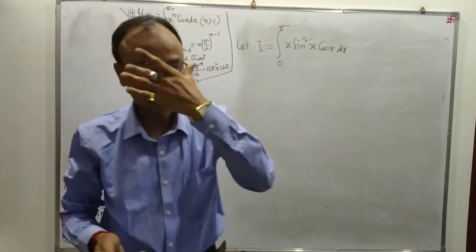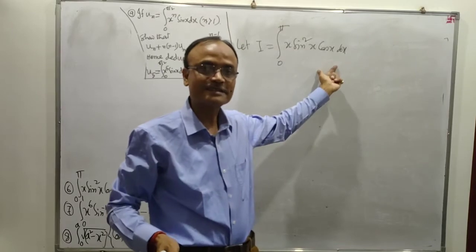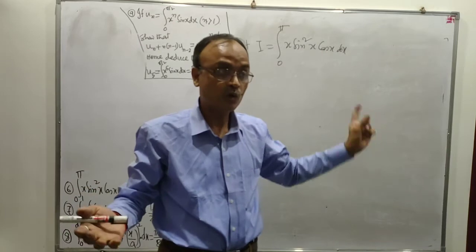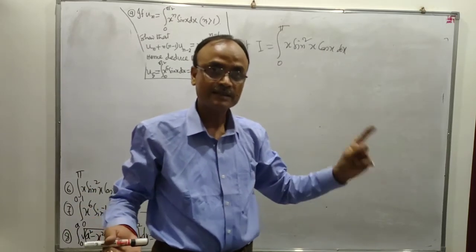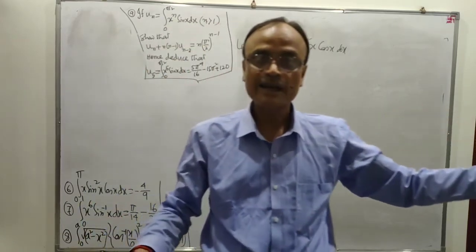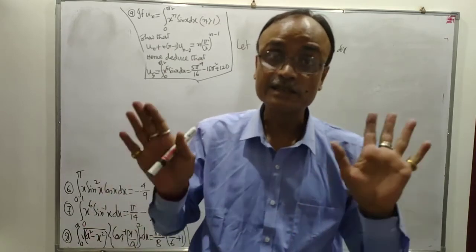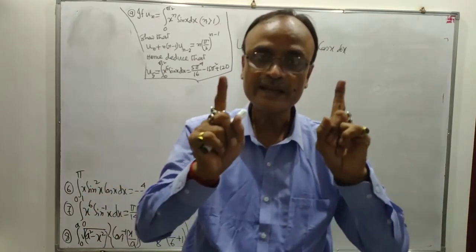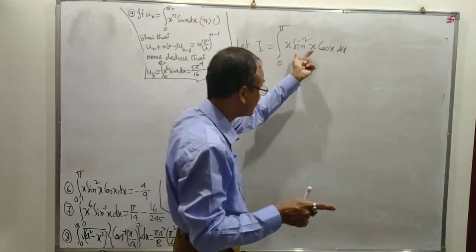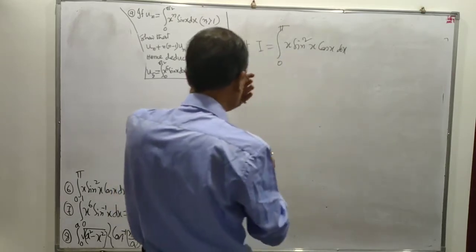You see here, what is the integration of sin square x into cos x? It is sin cube x divided by 3. Put sin x equal to z, cos x dx means dz, z square dz, it will be z cube by 3. Therefore, the integration of sin square x cos x is sin cube x divided by 3. This means that you may take sin square x cos x as the second function.